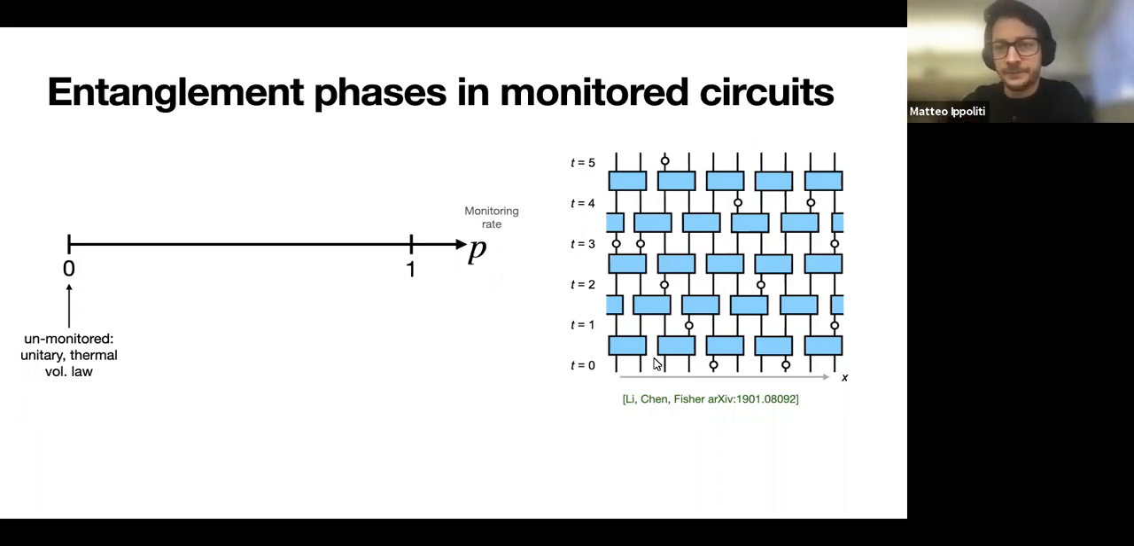And in addition to that, in between these gates, we are allowed to go in and measure the state of the qubit. This will be these open circles. Say you're measuring the spin in the Z basis and getting either up or down and collapsing the wave function onto that state. And we're doing this with some rate p, which can be taken between 0 and 1. So two points here are very easy to understand.